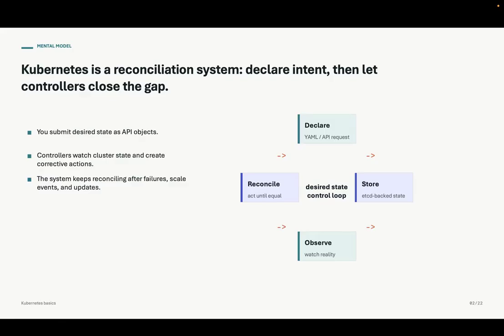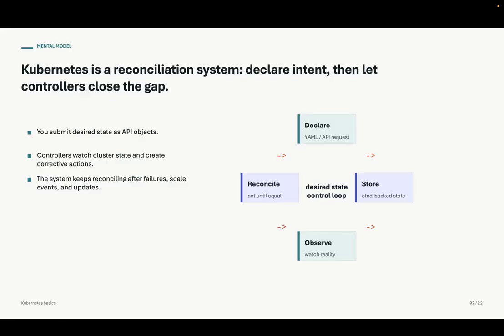So the flow is this. We always submit our intent via YAML or an API request. Kubernetes stores the desired state. The controllers are always watching in real time, and they take corrective action. It doesn't happen only once. It happens always. The continuous loop is what gives Kubernetes its self-healing behavior.